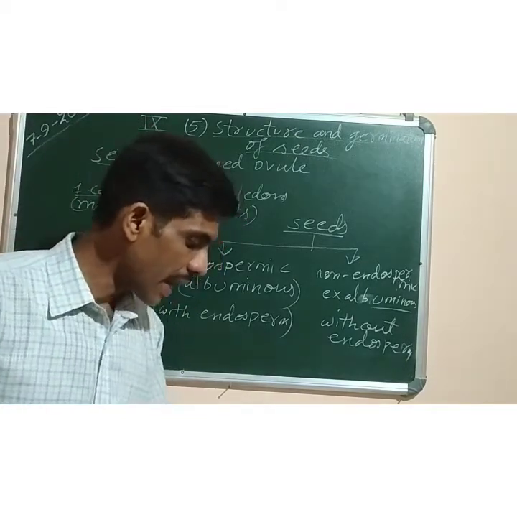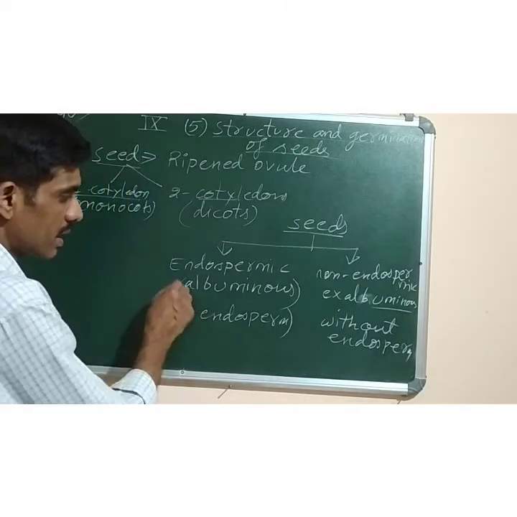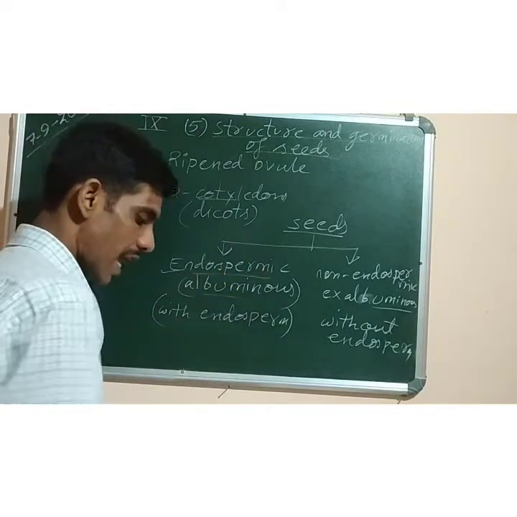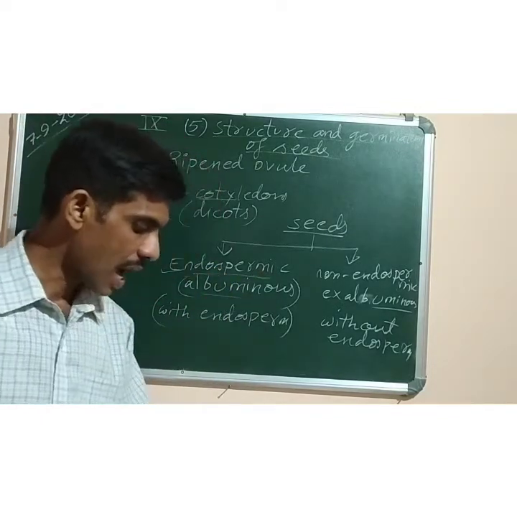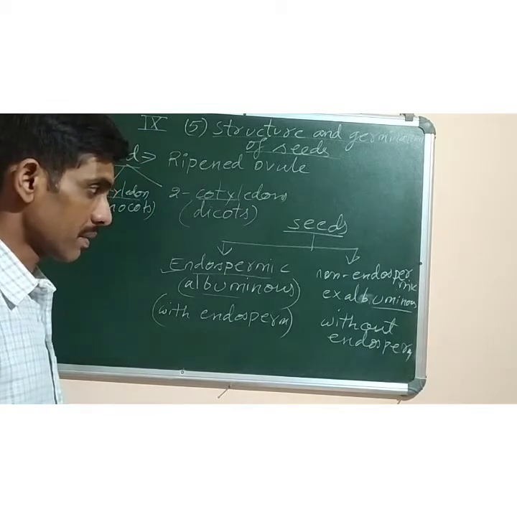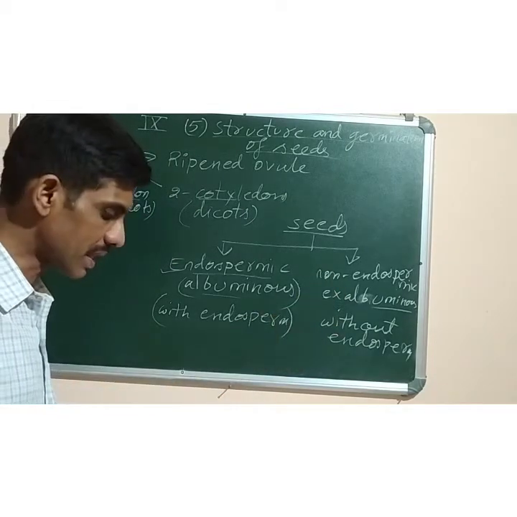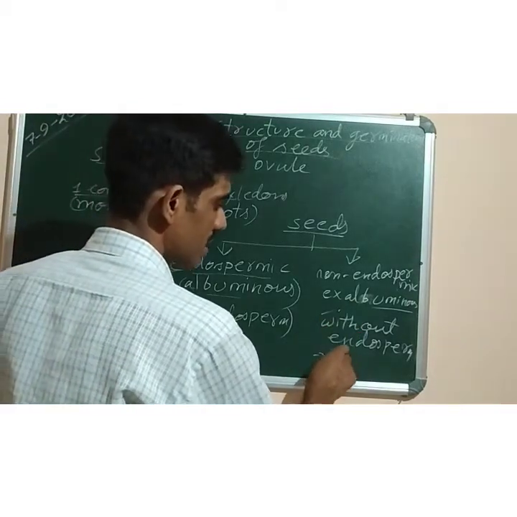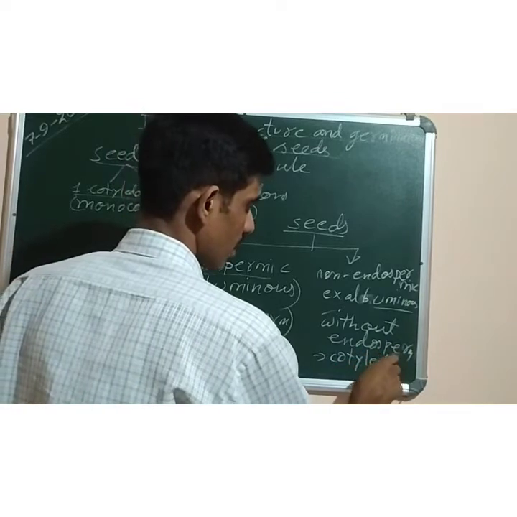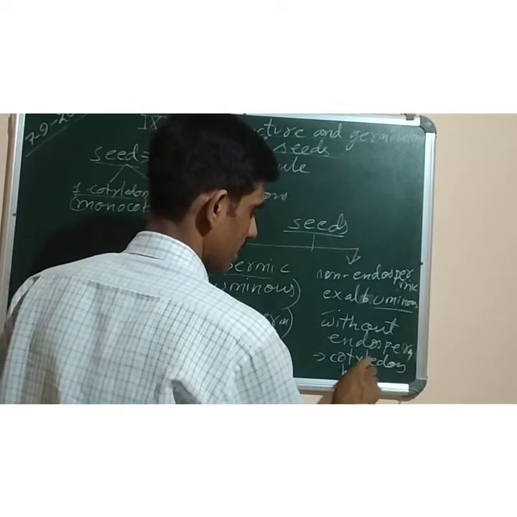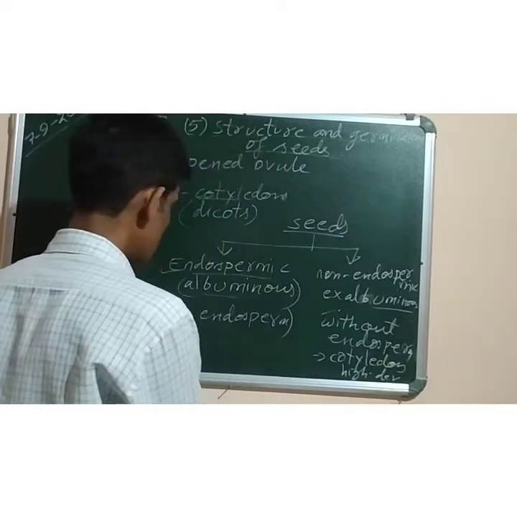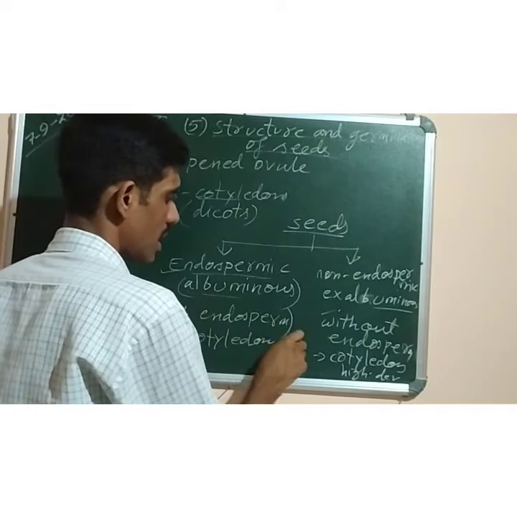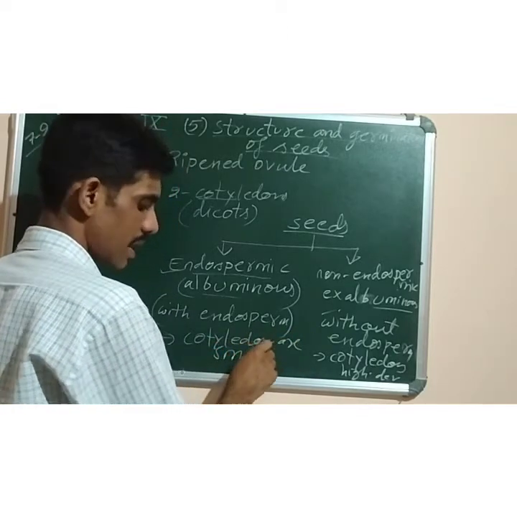But in endospermic seeds, the ones which contain endosperm, also known as albuminous, the cotyledons are usually small and less developed, whereas in non-endospermic seeds, the cotyledons are large and highly developed. So here the cotyledons are highly developed, and here the cotyledons are small or less developed.